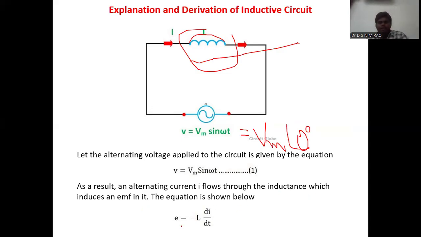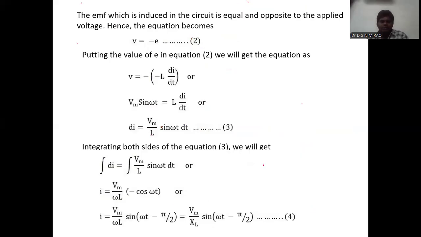The equation is induced EMF e equals minus L di by dt, according to Faraday's laws. The induced EMF is equal and opposite to the applied voltage. Hence the equation becomes v equals minus e, so the previous equation becomes v equals L di by dt, where v is the applied voltage. So the applied voltage, the reference signal Vm sin omega t, equals L di by dt.